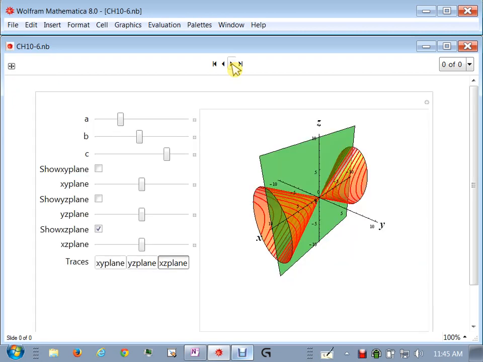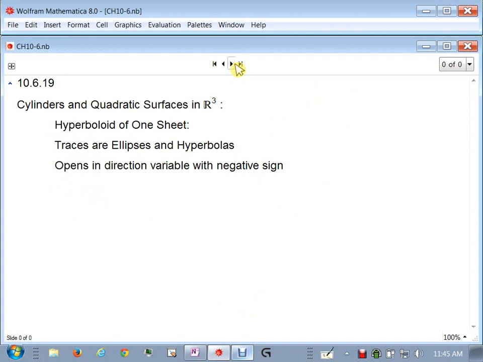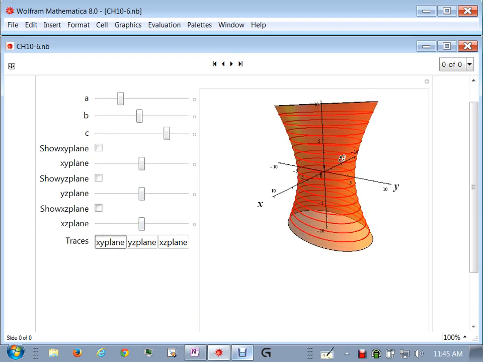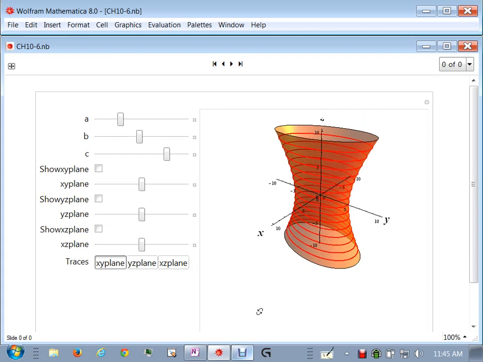That's opening out the other way, the x-axis. Okay, we're getting down to the last few here. The hyperboloid of one sheet. Here's what a hyperboloid of one sheet looks like. To me, this looks a lot like a nuclear power plant. What do they call those things? Cooling towers? Yeah, it kind of looks like a cooling tower.